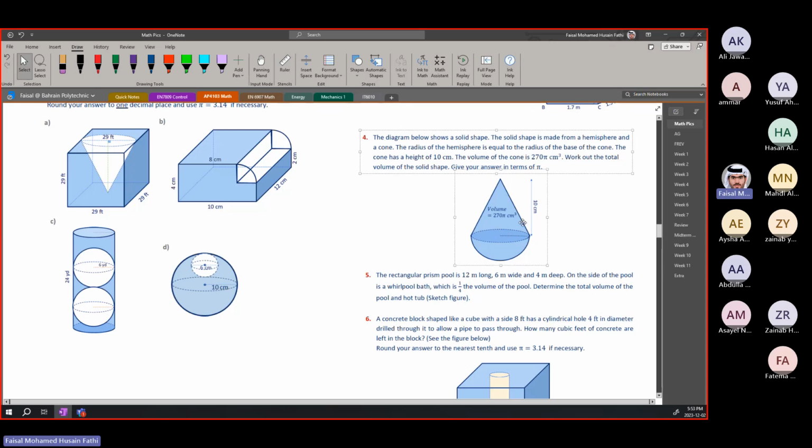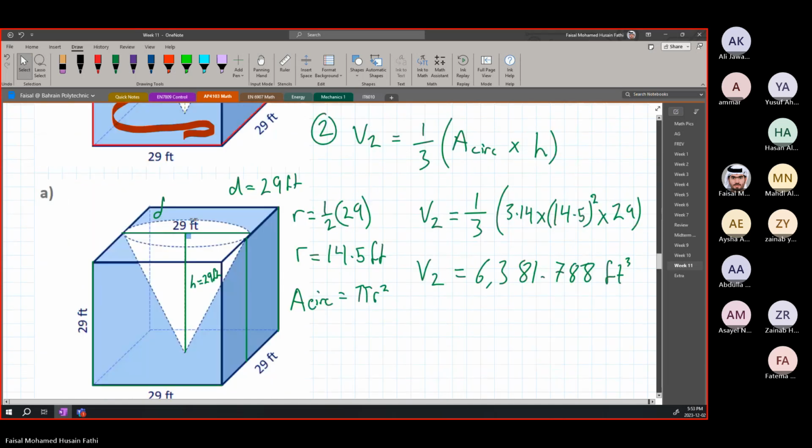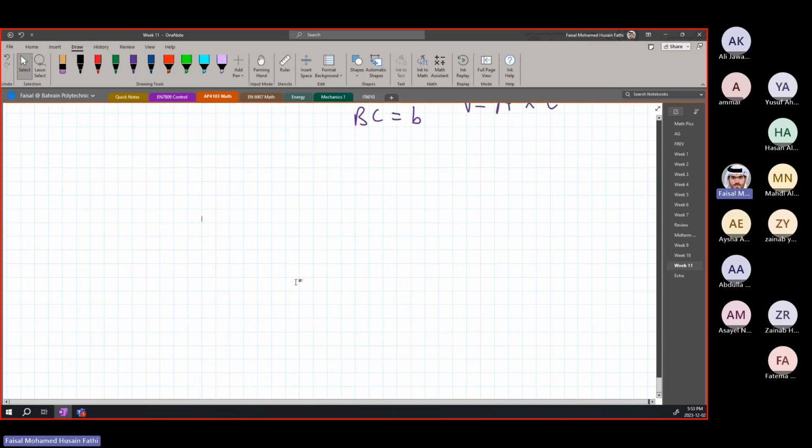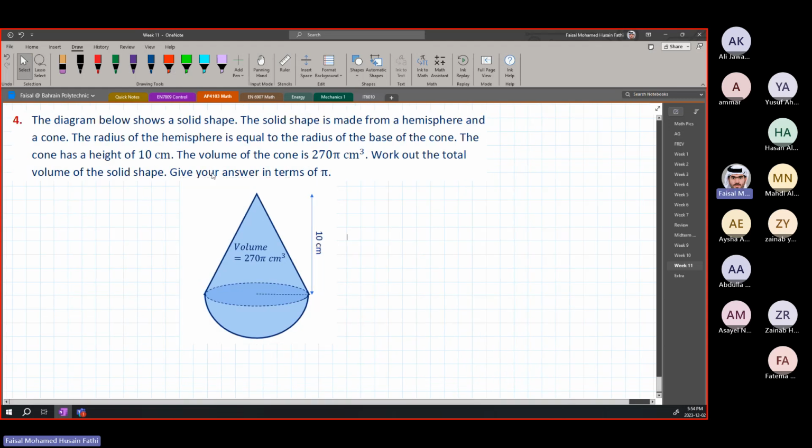Okay, let's solve this because it looks like it's a bit confusing. I don't know, I didn't read the question, but let's do it. The diagram below shows a solid shape. The solid shape is made from a hemisphere and a cone.